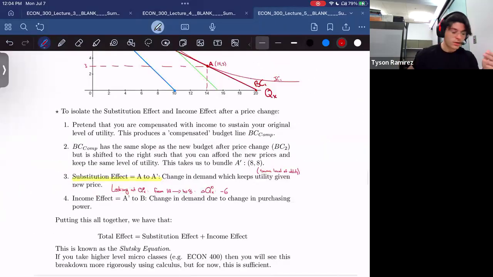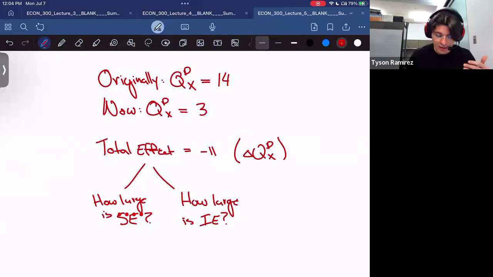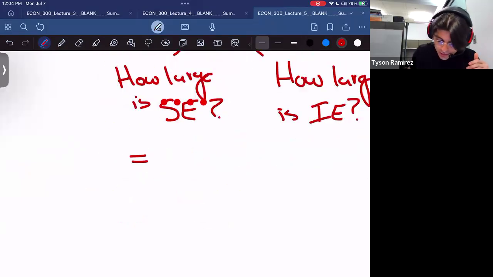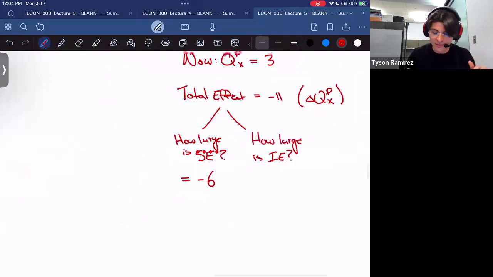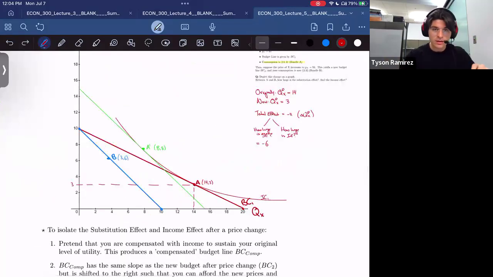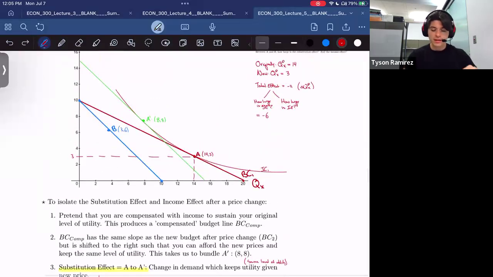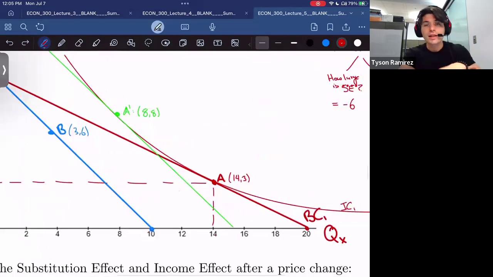So clearly, if the total effect was -11, then how large is the substitution effect? This is -6. Now let me complete the illustration, but it's not too hard to guess what will come here. Instead of being compensated, that whole compensated exercise to keep us at the same level of utility isolates the substitution effect.